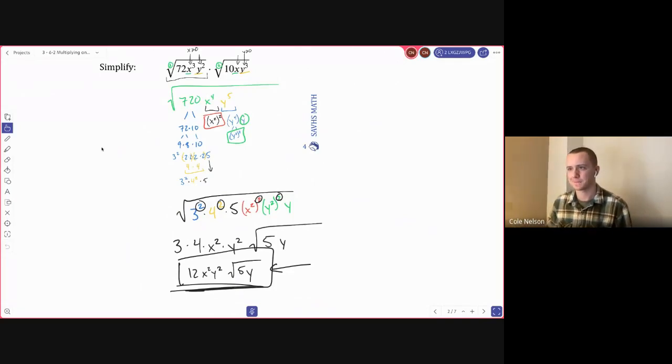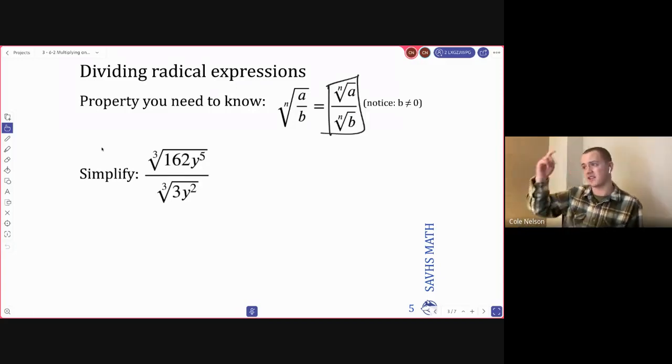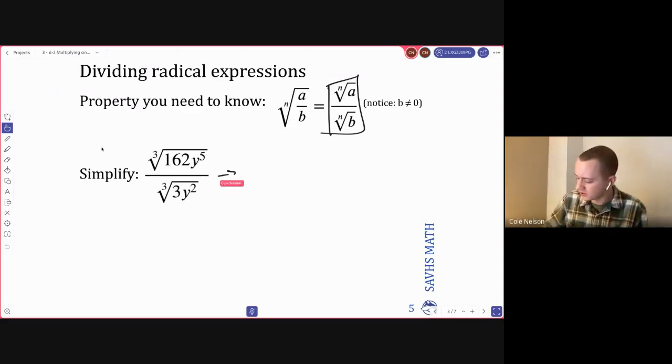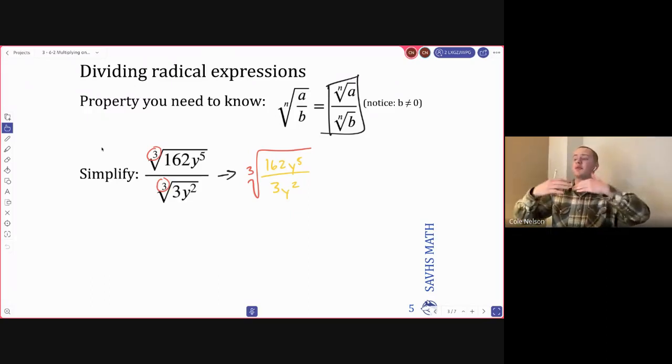Okay, so that's multiplying. Let's talk about dividing. Same idea, really. Basically, if you have something that looks like this, as long as the indices are the same, you can combine them into the same radical. So this is a cube root, this is a cube root, so you can combine them as the cube root of the whole fraction, which is 162y to the fifth over 3y squared. Now we can use exponent rules to simplify the stuff inside the radical and then pull out whatever I can.